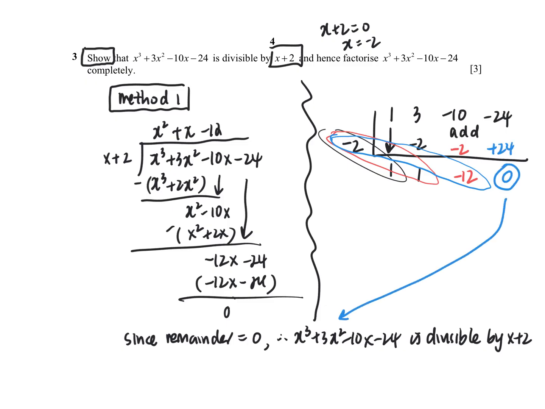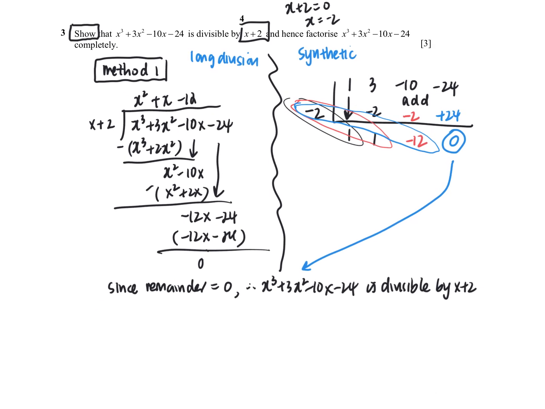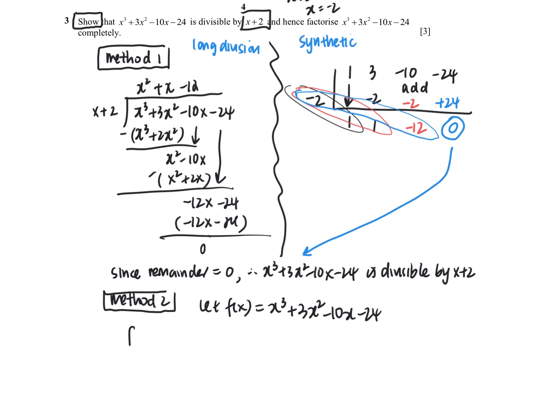So you can conclude the same way if you use synthetic. This is synthetic, this is long division. Either one, or if you prefer, the next one is to let f of x be this thing. No need for trial and error, you can sub in for sure. So you sub in x as minus 2, and then you prove to me that it gets 0.